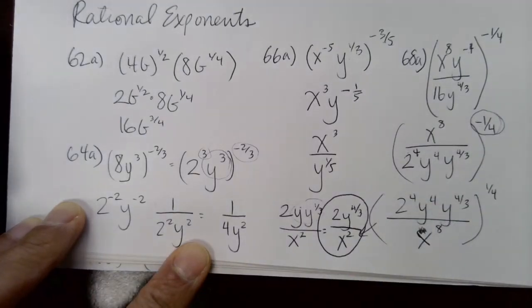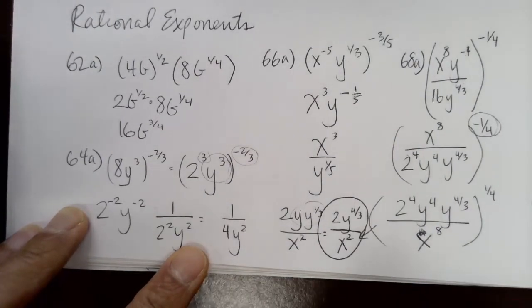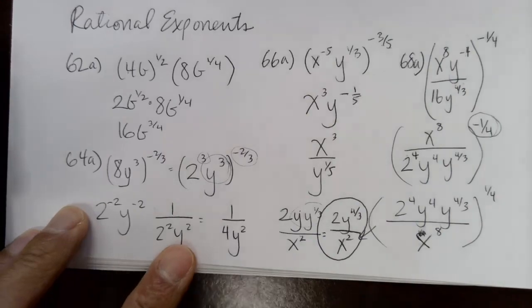And then number 70 is basically one of these times another one, and you just need to put those all together.